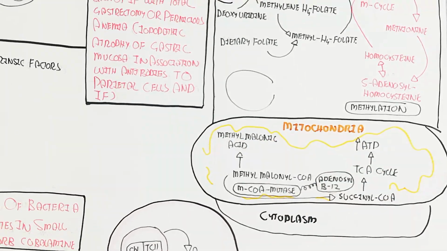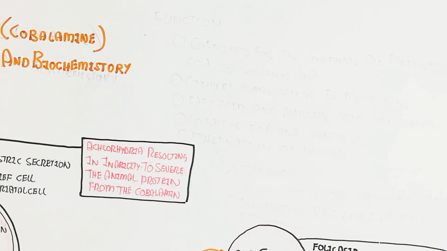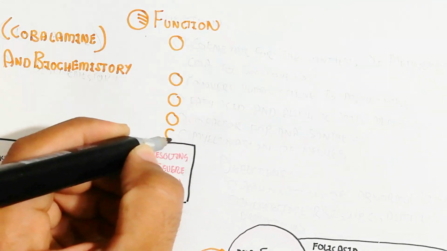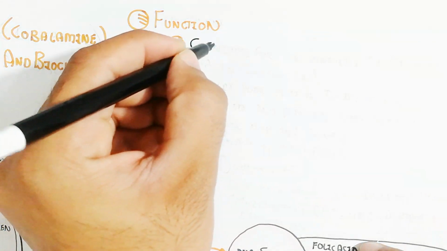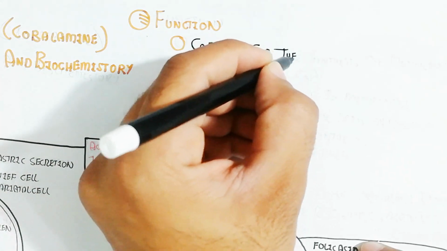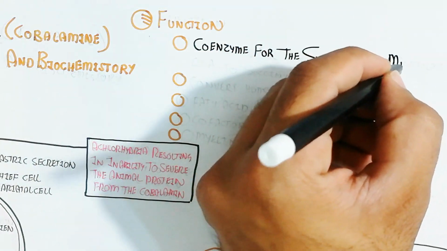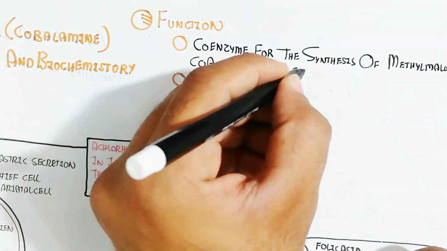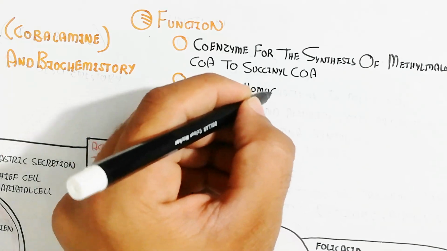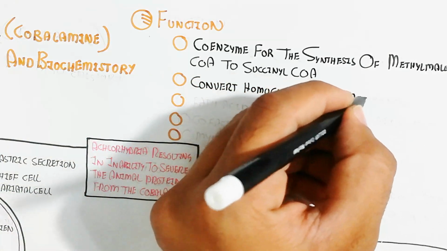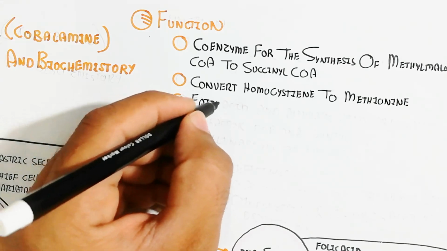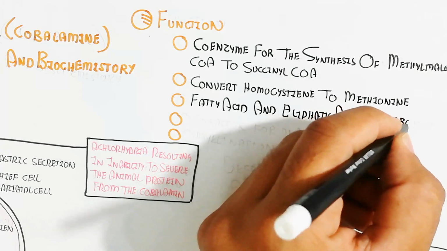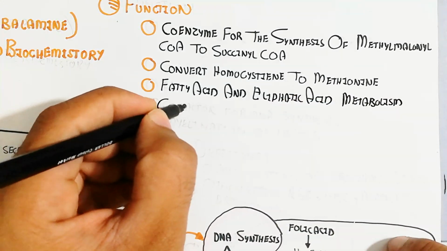Let's understand the function. We are just understanding the cycle. It is the coenzyme for the conversion of methylmalonyl CoA to succinyl CoA for the production of ATP from the Krebs cycle, and it converts homocysteine to methionine using vitamin B12. It is also involved in fatty acid and aliphatic acid metabolism, and is a cofactor for DNA synthesis and myelination of nerves.